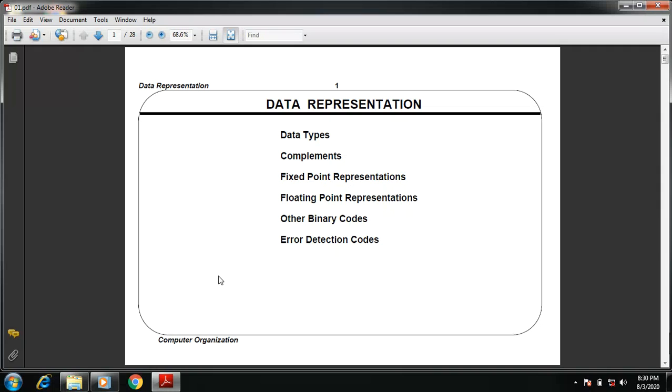So this is the difference between computer architecture and computer organization. Next, our first unit, data representation. Any computer data can be represented as data types, complements, fixed point representation, floating point representation, other binary codes, and error detection codes. These are the data representations supported in computers. First we shall see data types in the next slide.